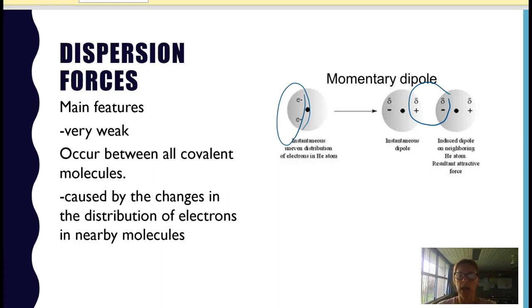So that dipole is constantly changing, and that is making those forces constantly changing. So it's affecting the structure, or the forces and so forth, and we'll talk about that in a minute.